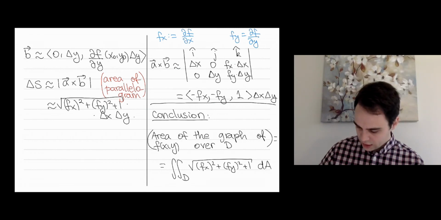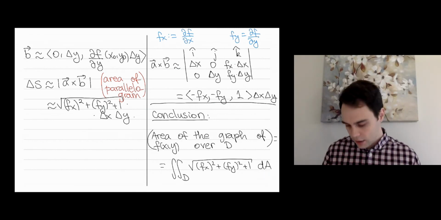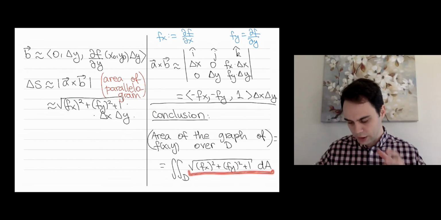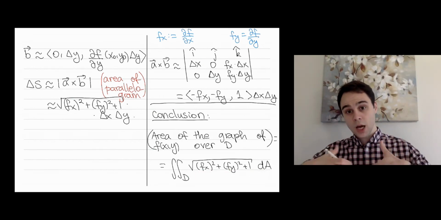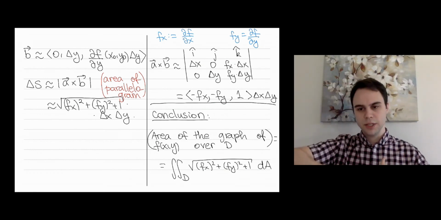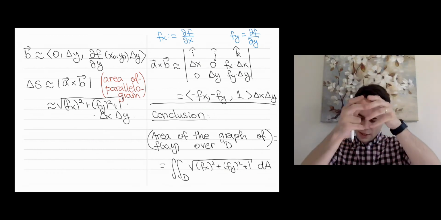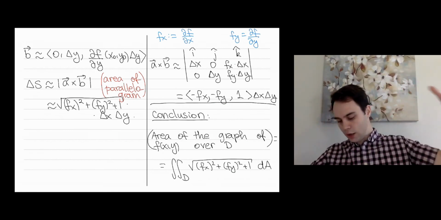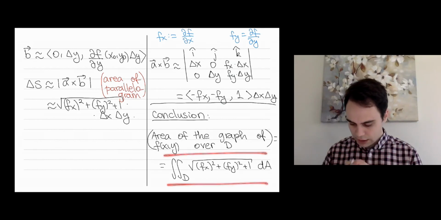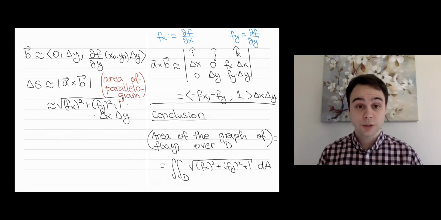Right, so dA gives you the area of a little piece of D, and here's a scaling factor that when I multiply by the area of that little piece of D, I get the area of the portion of the graph that lives above that piece of D. When I add all of these numbers together, I get the area of the whole graph. So that's it for the derivation.